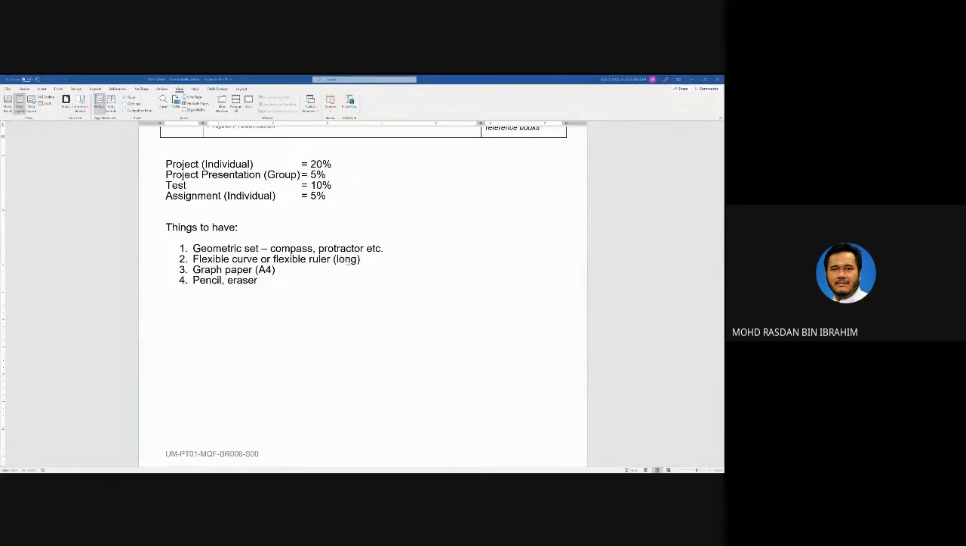The reason for this is that you need to measure the length of the curve. It's easier for you to measure the length of the curve if you have a flexible curve. Otherwise, a flexible ruler will be adequate.